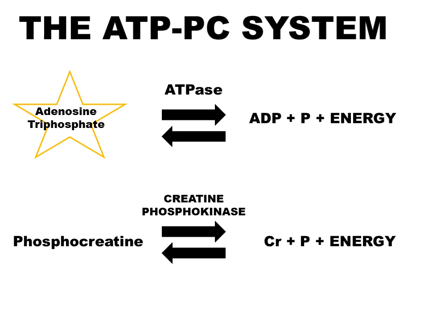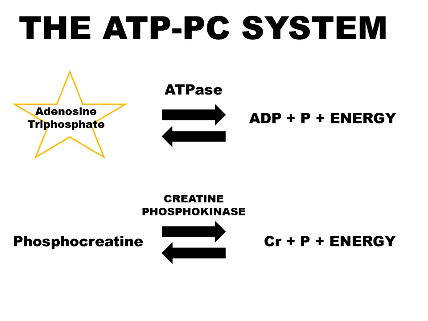As you can see in the top reaction on the slide, ATP can be broken down in the presence of the enzyme ATPase to produce adenosine diphosphate, phosphate and energy from breaking the phosphate bonded to adenosine. Similarly, phosphocreatine, which is also called creatine phosphate, is used in the presence of the enzyme creatine phosphokinase to produce creatine, phosphate, and energy as seen in the bottom reaction.